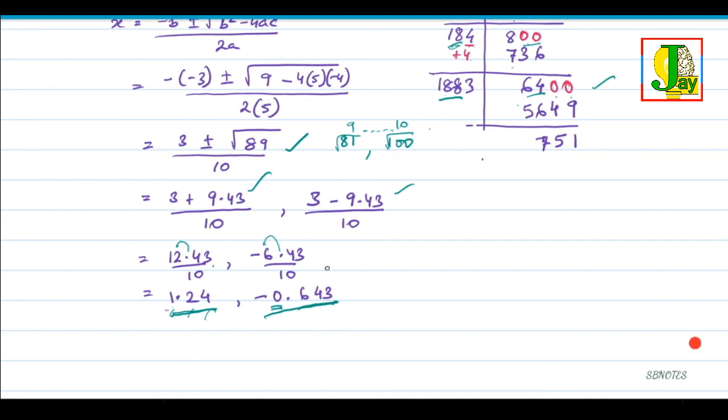So this is how you write when you have to solve a quadratic equation and write the solution in 2 or 3 significant figures. Understood? I hope you understood this exercise, and this was very simple using the formula.